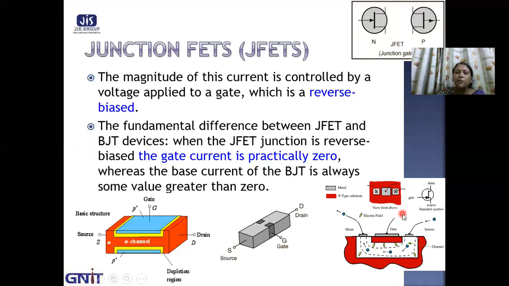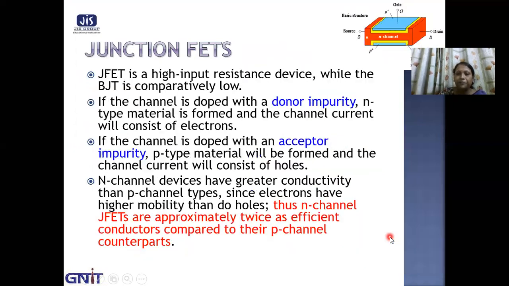The fundamental difference between JFET and BJT devices is that when the JFET junction is reverse biased, the gate current is practically zero, whereas the base current of the BJT is always some value greater than zero. This is the advantage of JFET. We don't have to null the offset current. So JFET is basically a high input resistance device, while the BJT is comparatively a low input resistance device.